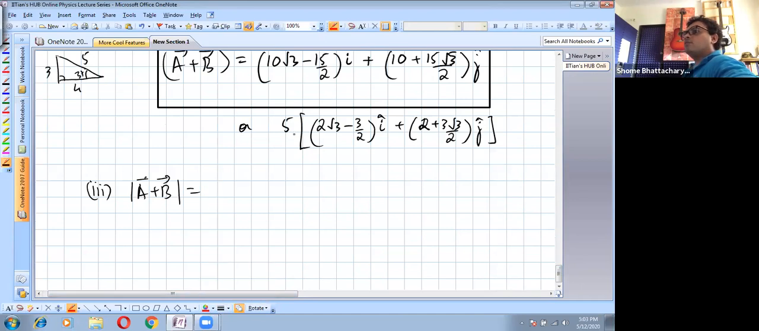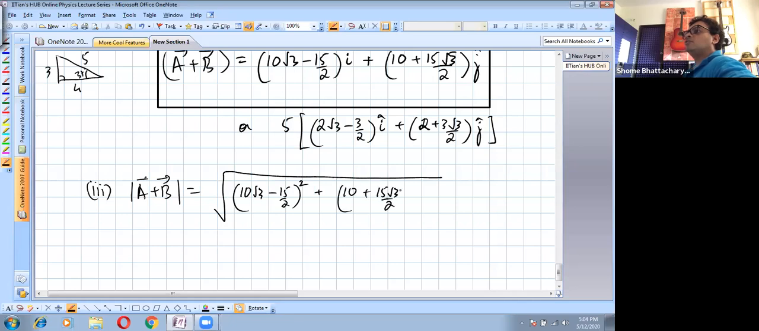Now comes this. So we have to find the mod of this. So it is square root of (10 root 3 minus 15 by 2) whole square plus (10 plus 15 root 3 by 2). So let's just do this. This will become 300, plus 225 by 4, minus 150 root 3. That's the first term, correct?